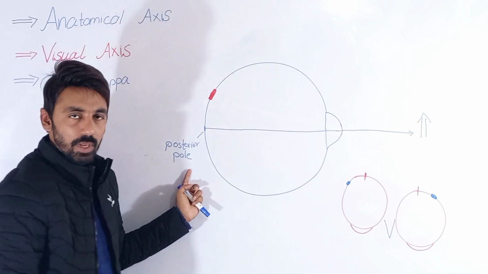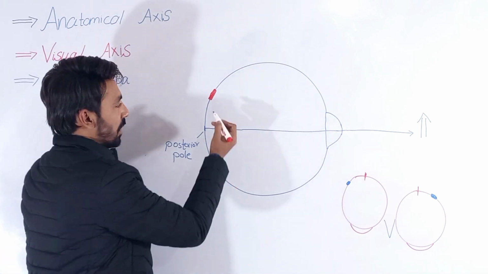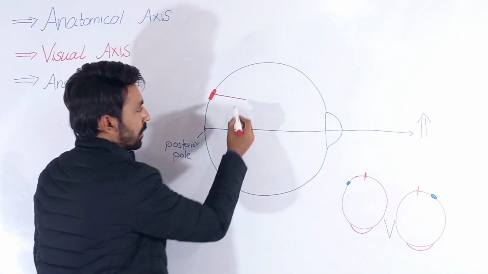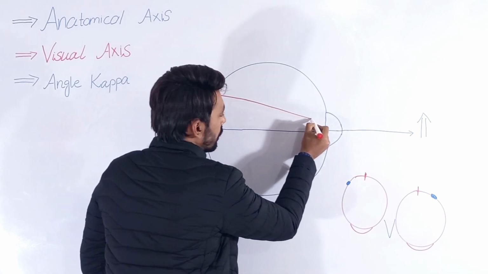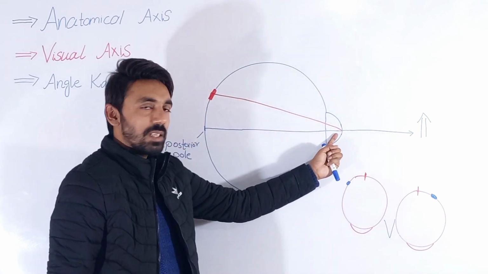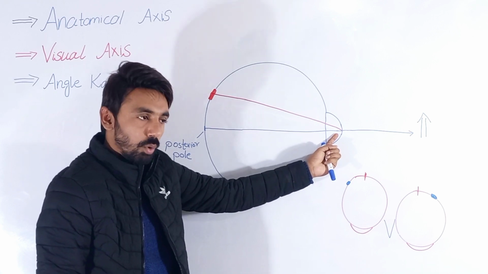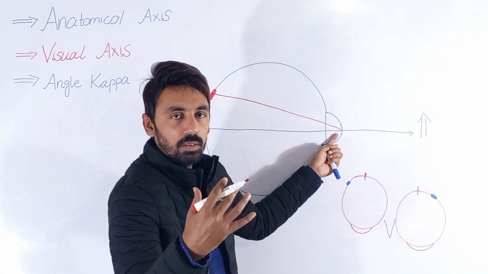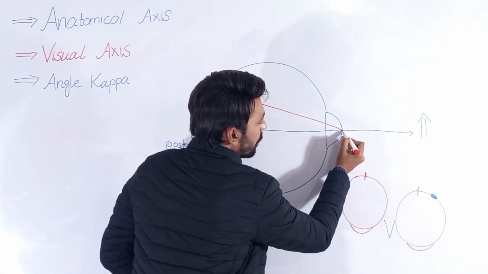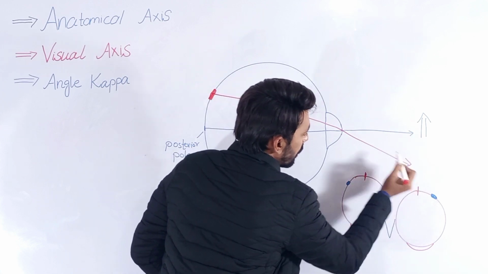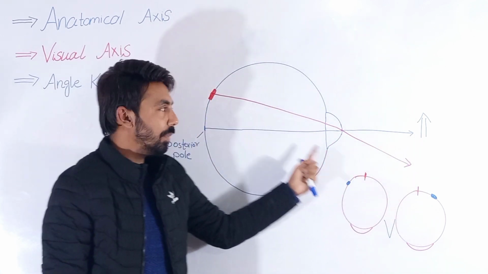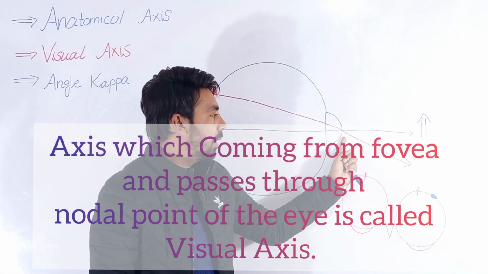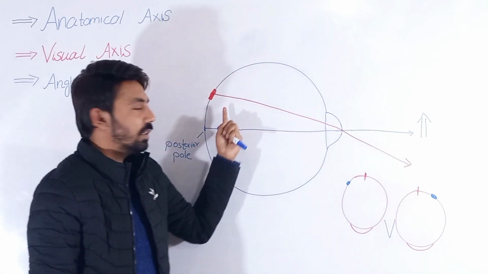So the definition of the visual axis is an imaginary line coming from the fovea centralis and passing through the nodal point of the eyeball. The nodal point of the eyeball is the point where every light goes straight ahead, right? So this imaginary line which comes out from the fovea centralis and passes through the nodal point of the eyeball is called the visual axis.